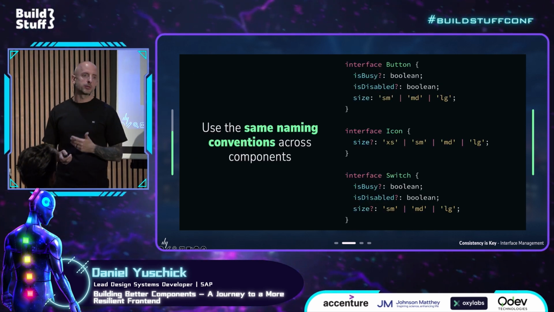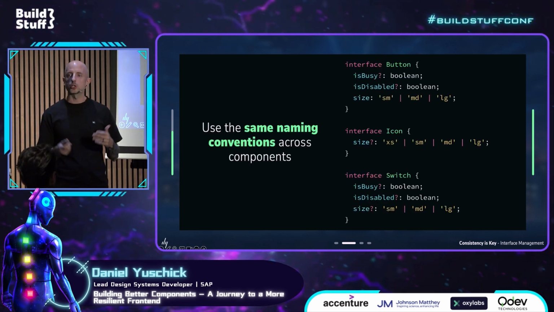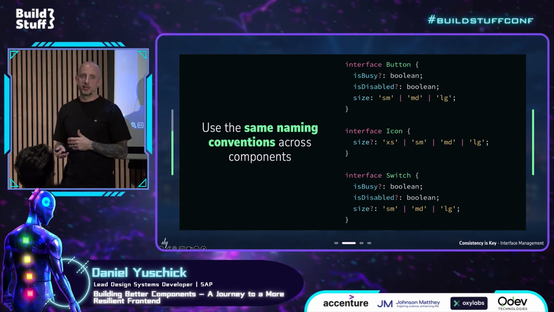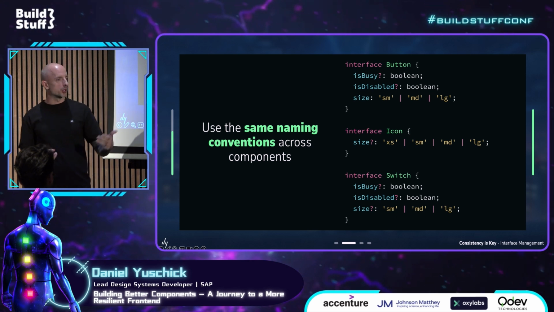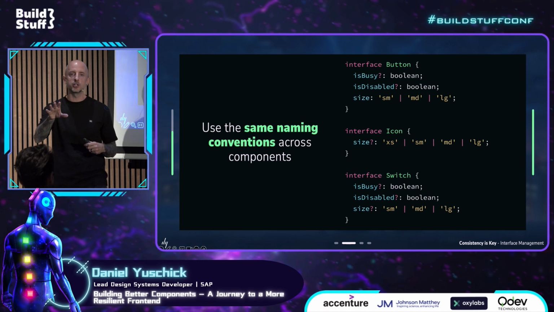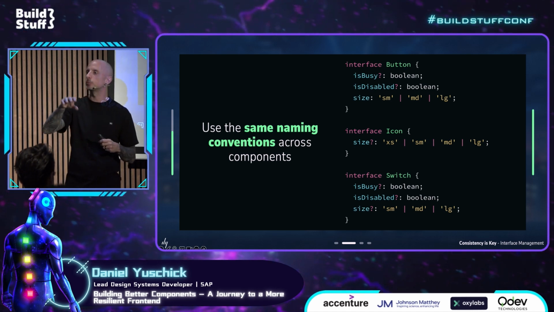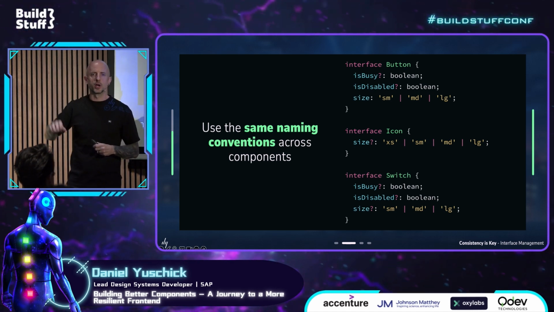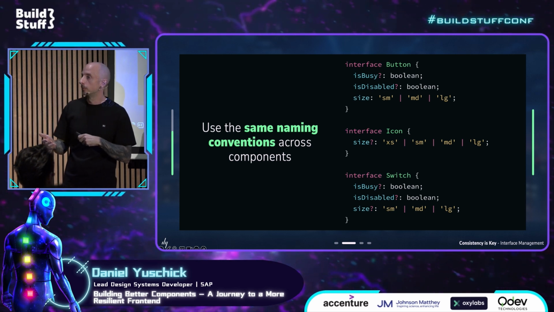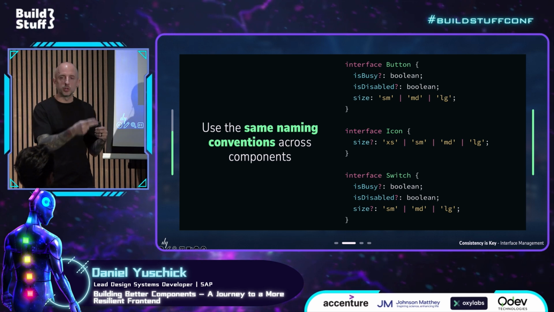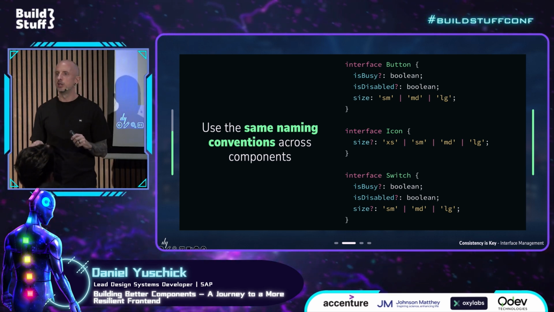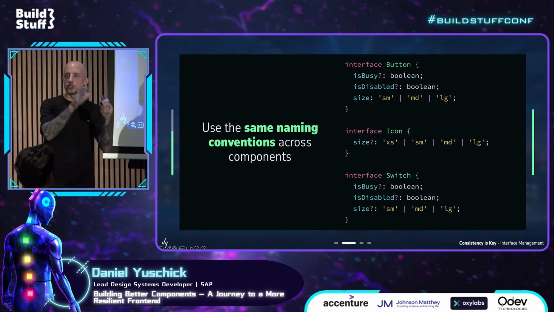But we can avoid this by ensuring that we're using the same naming conventions across both our props and our values in our components. So we've taken that same button component and that same switch component, but we've also added in an icon component here, just to show that these conventions don't just apply to controls and interactive elements, but to visual icons in this case as well. So now we have the same consistent isBusy pattern, isDisabled pattern, and all of our sizes are the 2-letter t-shirt size convention. It doesn't matter what your convention is. It just matters that your one convention applies to all of your components.